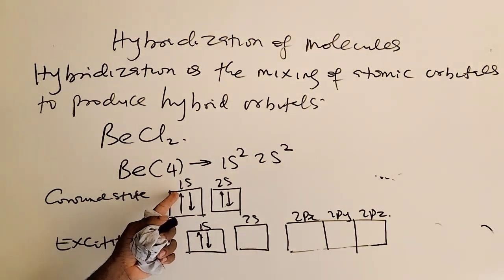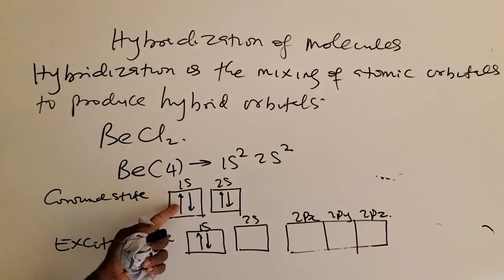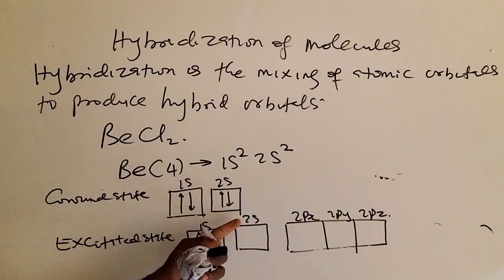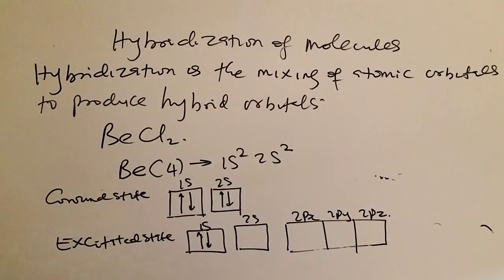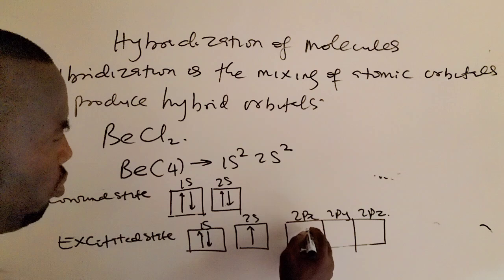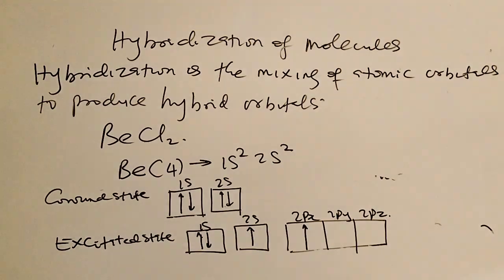The 1s orbital is close to the nucleus, so the attractive force there is very strong. So it should be the 2s electron in the L shell that is removed and moved to the 2px. So you now have two unpaired electrons: beryllium in the ground state, beryllium in the excited state.